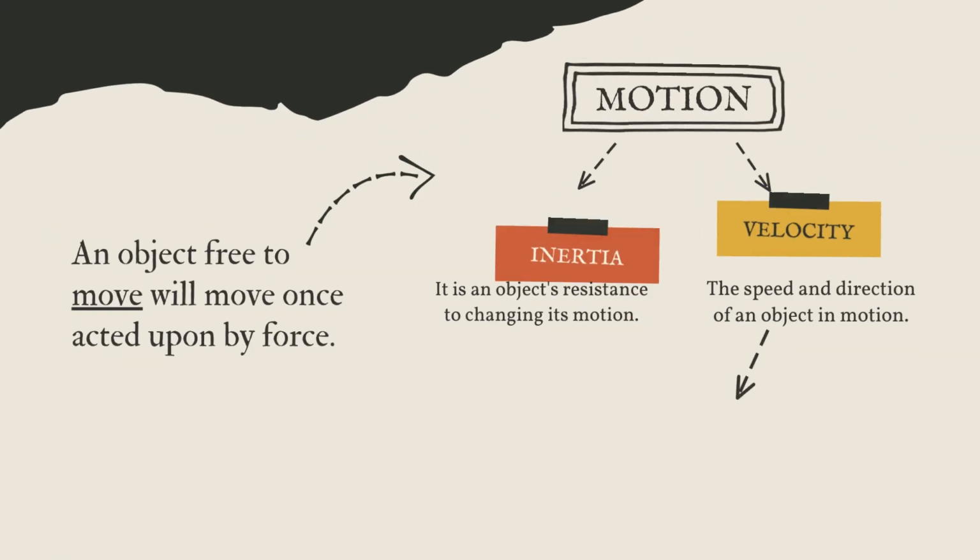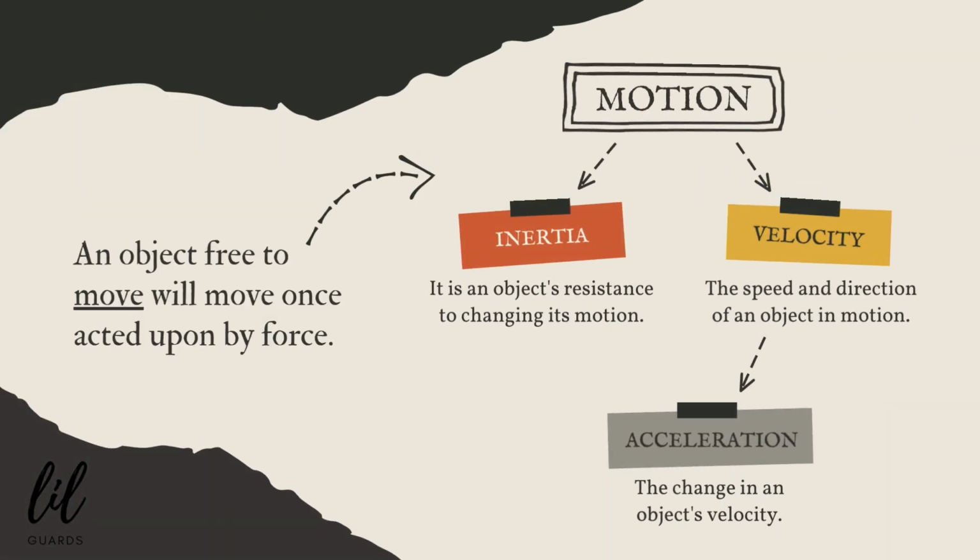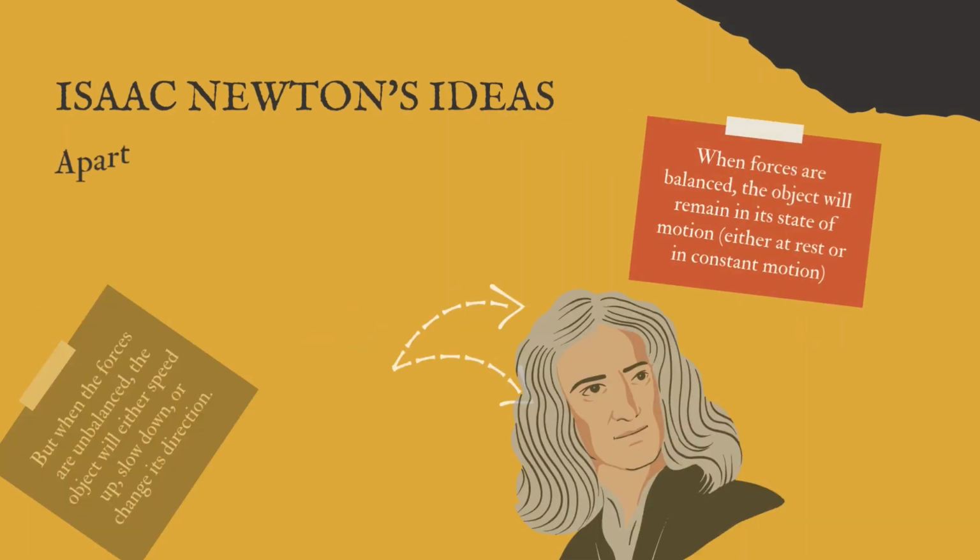Motion. Inertia. It is an object's resistance to changing its motion. Velocity, the speed and direction of an object in motion. Acceleration, the change in an object's velocity.